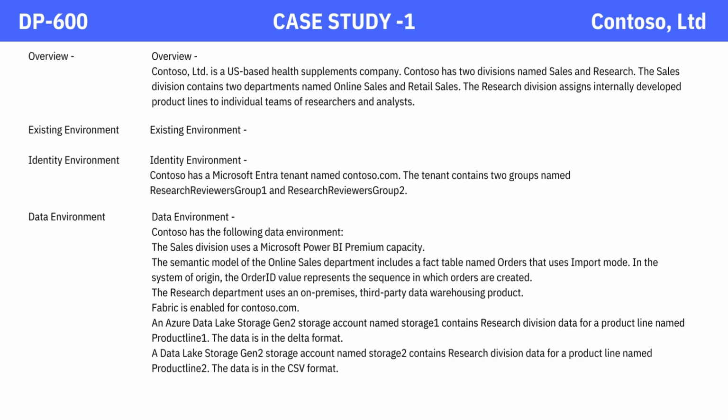The Research department uses an on-premises, third-party data warehousing product. Fabric is enabled for Contoso.com. An Azure Data Lake Storage Gen2 storage account, named Storage1, contains Research Division data for a product line named Product Line 1. The data is in the Delta format. A Data Lake Storage Gen2 storage account, named Storage2, contains Research Division data for a product line named Product Line 2. The data is in the CSV format.